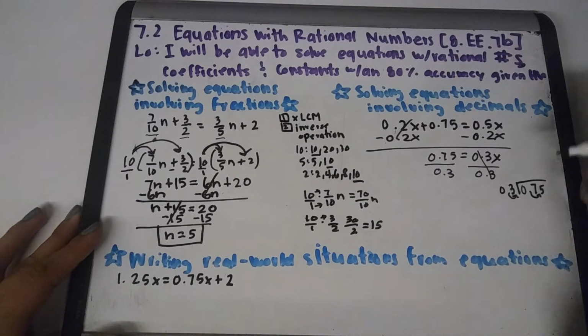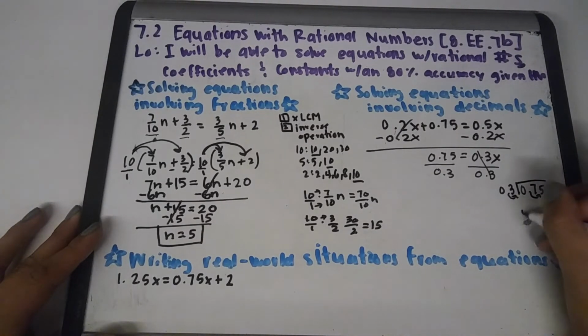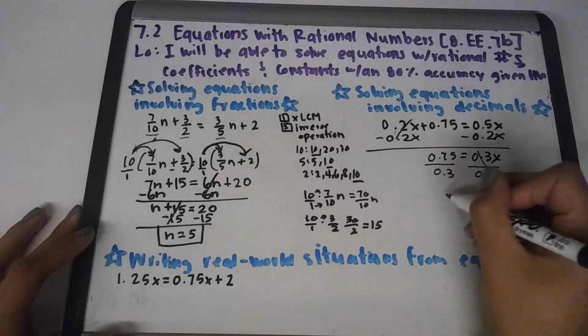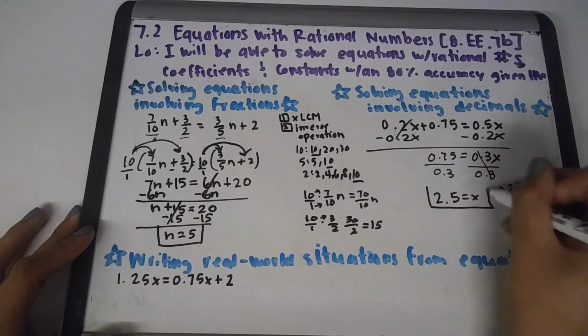So then I end up with 7.5 divided by 3. How many times is 3 going into 7? Twice, and I have 1 left. Bring up my decimal, and then I bring down my 5. How many times is 3 going into 15? 5 times. 5 times 3 is 15, so I have a remainder of 0. So therefore, 2.5 equals x, or x equals 2.5, and I'm done. Okay?